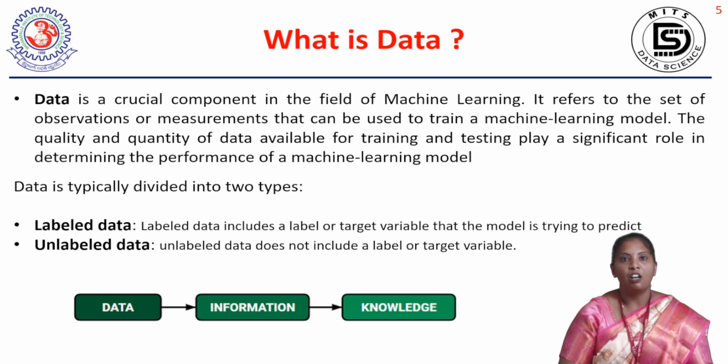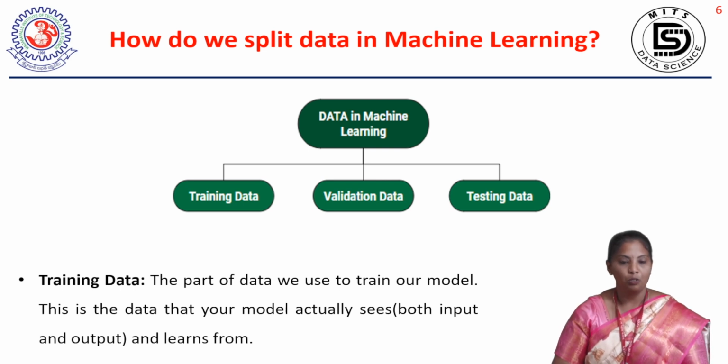Let us see how the data is divided. The data is divided into two types: labeled data and unlabeled data. Labeled data includes data which consists of a labeled tag, and unlabeled data is data which does not contain any labels or target variables. Information is nothing but processed data; the collection of facts, information, and other skills that are acquired becomes knowledge.